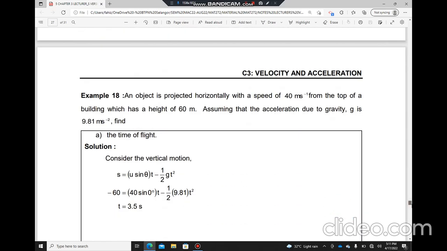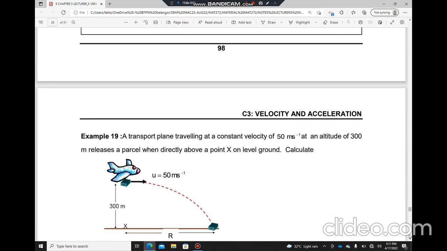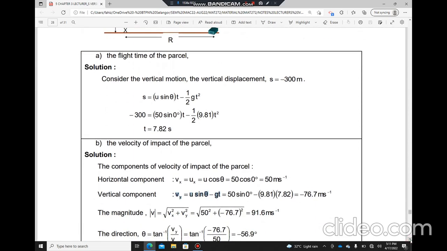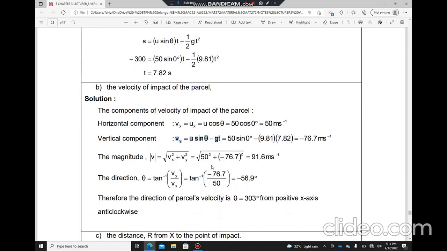Okay, and then this one, the velocity of impact. So kita kena tengok based on horizontal component and vertical component, and then you can find the magnitude. Magnitude is square root of Vx square plus Vy square. So you get 91.6. And then last one, the direction, tan inverse Vy over Vx. Therefore the direction of parcel velocity is theta equals 303 degree from positive x-axis anti-clockwise. Why anti-clockwise kat sini? Sebab kita dapat negative 56.9.